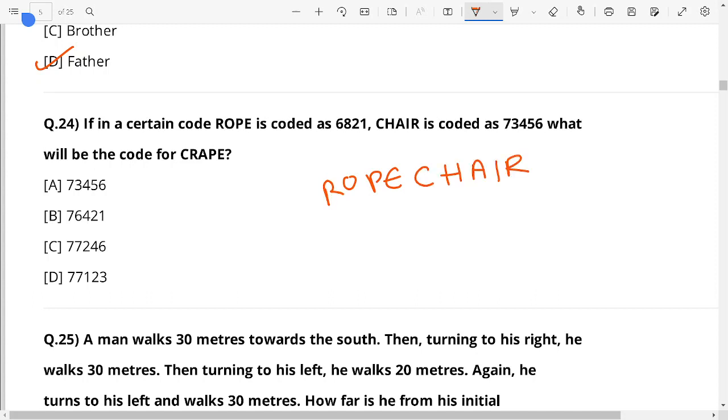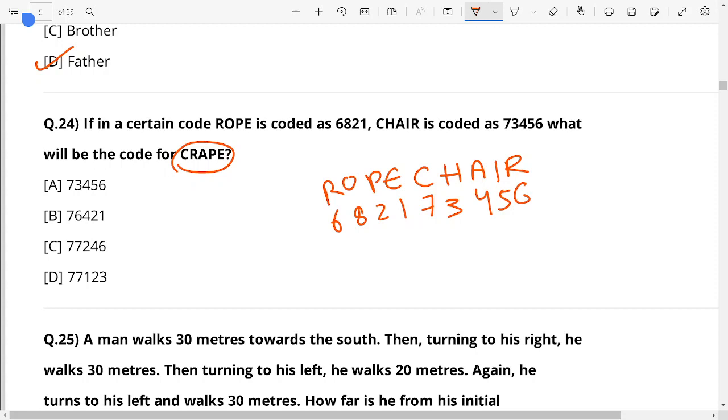Okay, the codes are given here. What is the code for R? It is 6. Code for O is 8. Code for P is 2. Code for E is 1. Chair, again it is 7, 3, 4, 5 and 6, it is already given. Just look at here, what will be the code for crepe, right? Just take the question from out here.